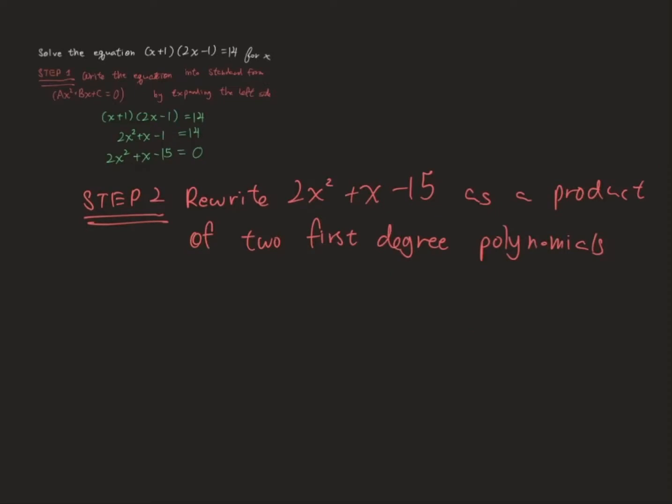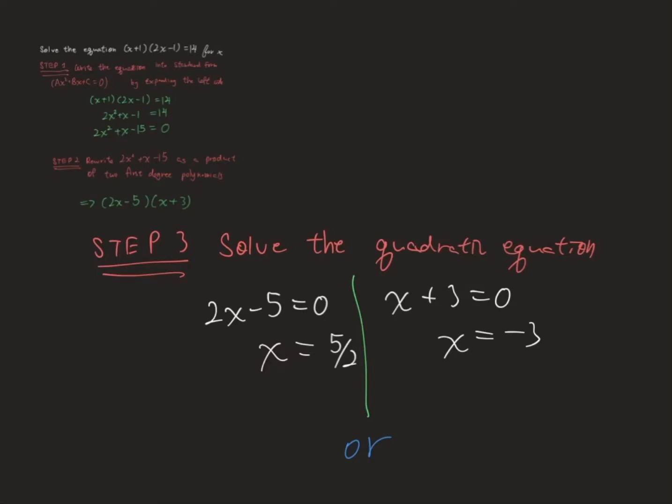So our step 2 is to rewrite 2x squared plus x minus 15 as a product of two first-degree polynomials, which we will get (2x minus 5) times (x plus 3). So the last step is to solve the quadratic equation. 2x minus 5 equals 0, x equals 5 over 2, or x plus 3 equals 0, x equals negative 3. Thus, there are two solutions, x equals 5 over 2 and negative 3, for the equation.